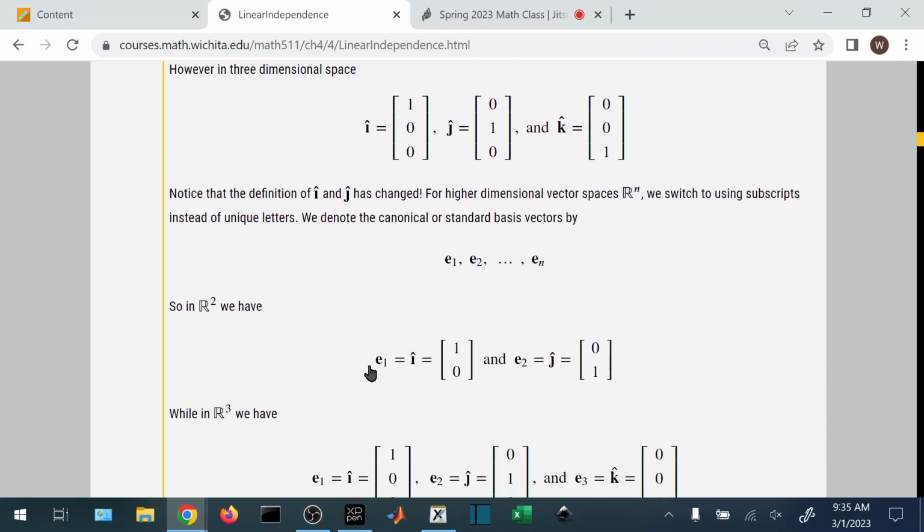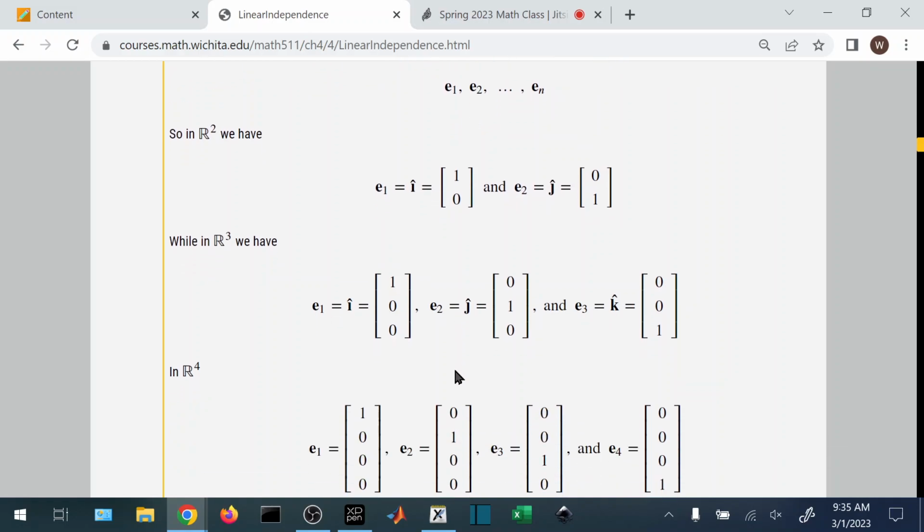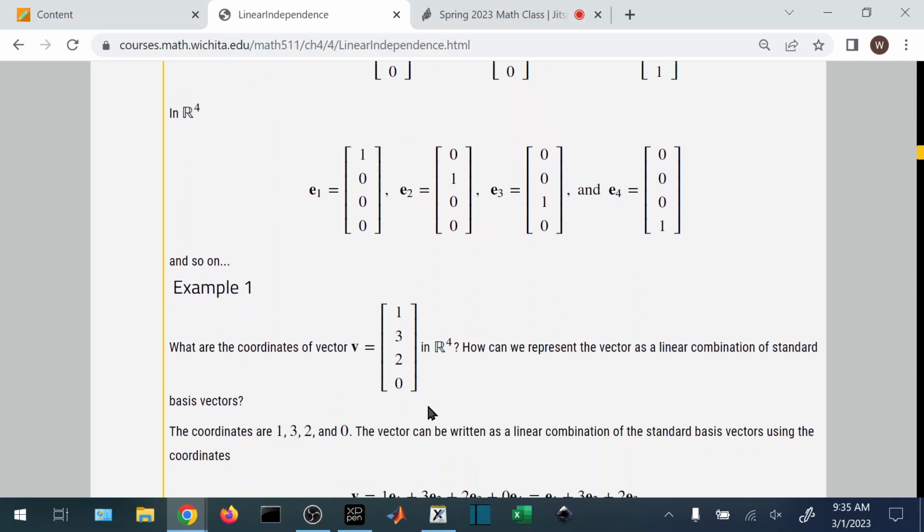So R2 is the span of i hat and j hat, its canonical basis. And R3 is the span of i hat, j hat, and k hat, its canonical basis, E1, E2, and E3. And the span of these 4 vectors in R4, E1, E2, E3, and E4, is all of R4. Okay, so we have a vector with coordinates 1, 3, 2, 0. How can we represent the vector as a linear combination of standard basis vectors? Well, it's E1 plus 3E2 plus 2E3, right? And no E4s.